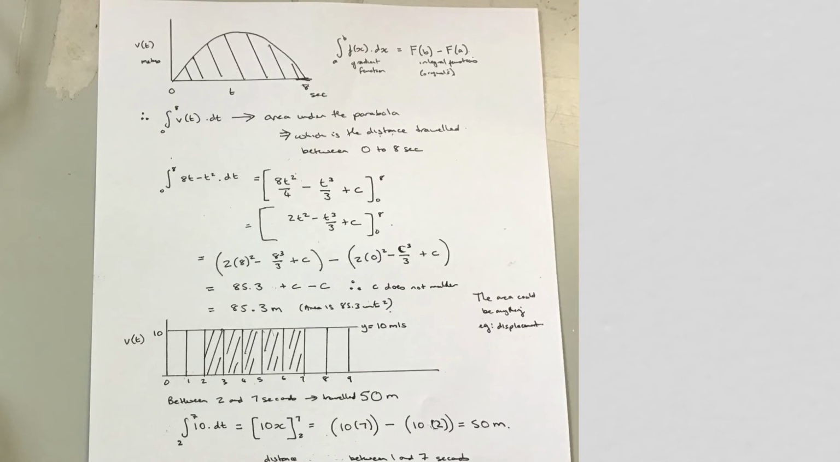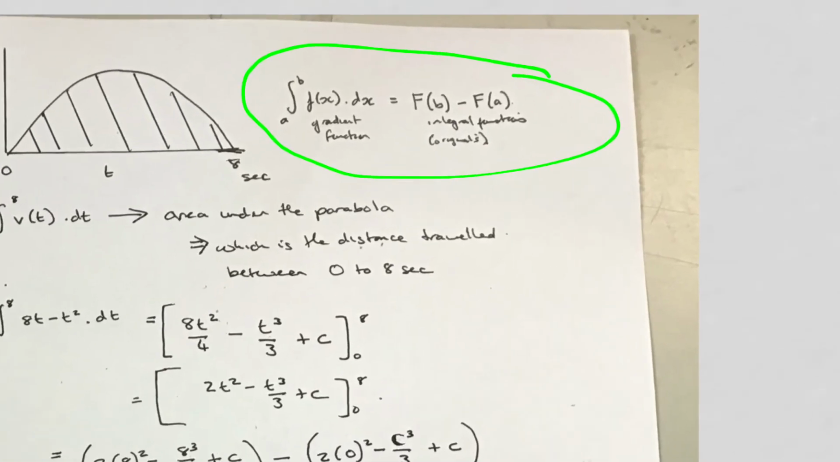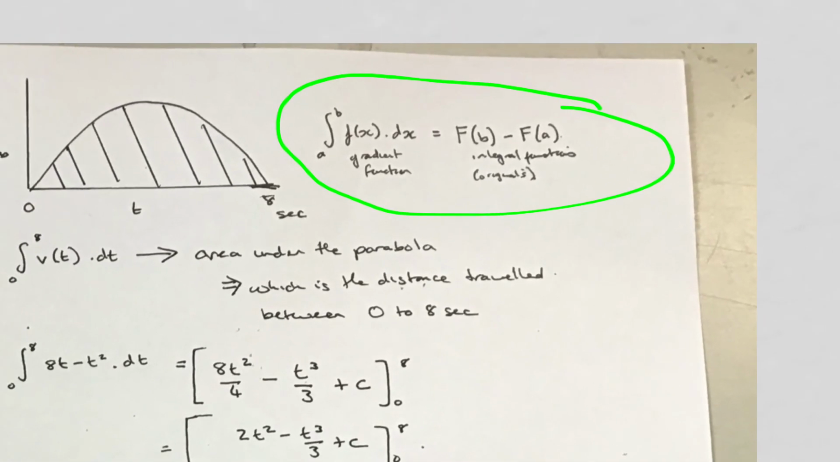So again, if you have a look at this, this is basically what you're doing. So this is the basic formula for what you're doing. Let's just make it bigger. You're saying that you're going to take the gradient function, you're going to integrate it, and you're going to end up with the integral function. Then you are going to substitute in both pieces, that's a and b, into the same formula, right?